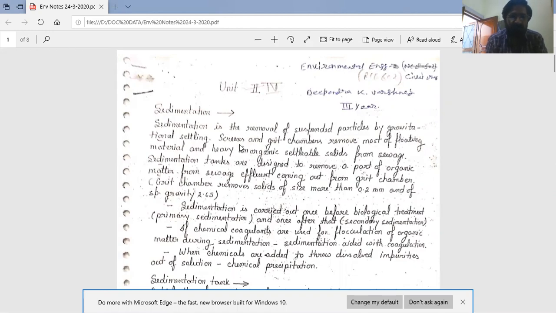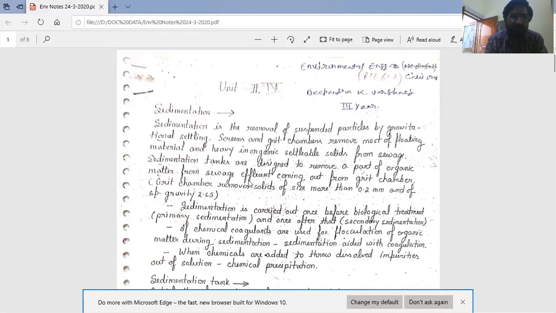Before sedimentation, we use screens and grit chambers. Screens and grit chambers remove most of the floating materials and heavy inorganic settleable solids from sewage or wastewater. Sedimentation tanks are designed to remove a part of the organic matter from the sewage effluent coming out from the grit chamber.